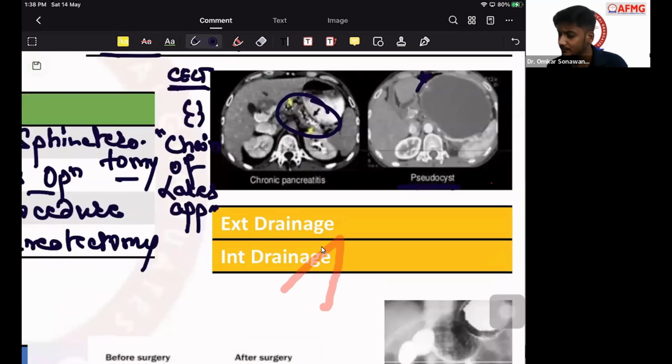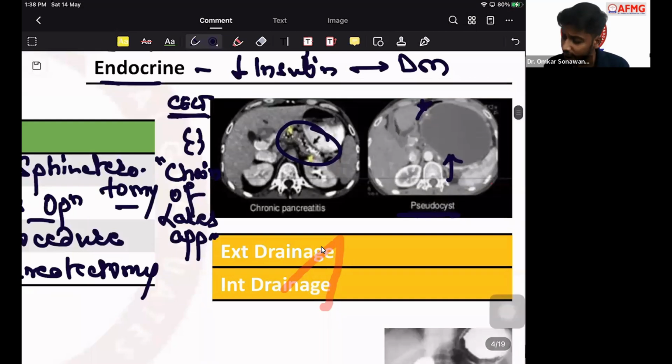Can't you see it? This one is the pseudocyst, guys. This massive dilatation. This one is the pseudocyst. So this is a problem. I knew this, and therefore I asked you what is the best management option.